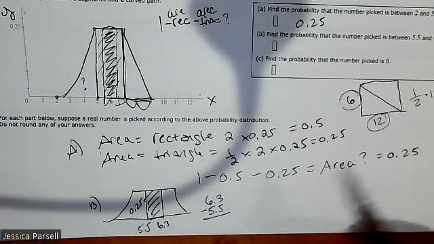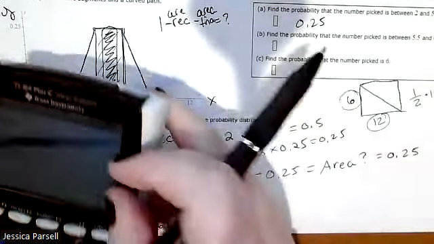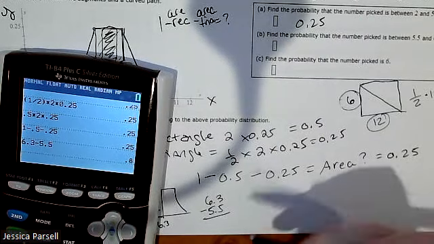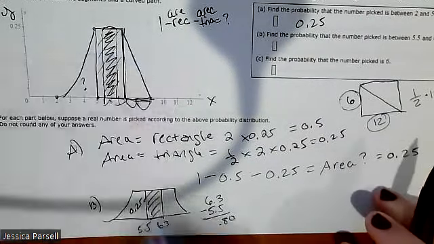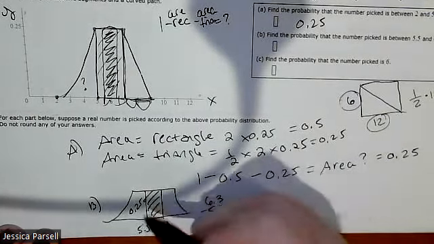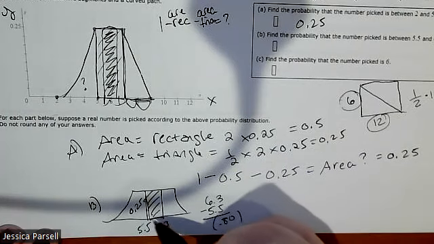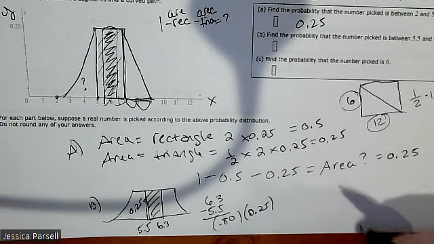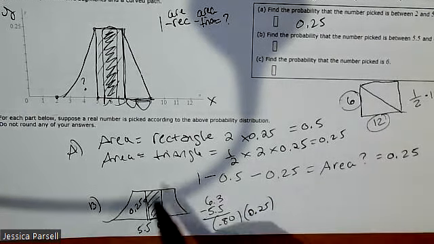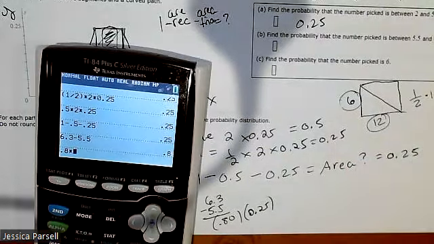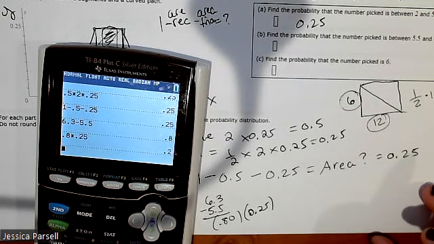So what is that? Well, $6.30 minus $5.50. If you like to think about decimals in terms of money, which is what I think about, it's going to leave you 80 cents. Okay. So the width is 0.80 times the height. Remember, the area of a rectangle is just length times height. So 0.25. And that's going to give us that probability that the number that is picked is between 5.5 and 6.3. So 0.8 times 0.25 is going to leave us with 0.20.